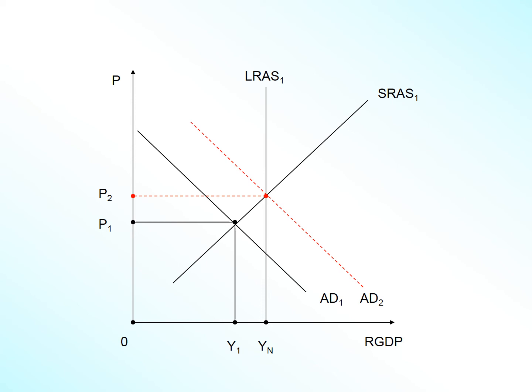In this presentation, we want to study the ADAS model, or Goods and Services Market. After we construct the model, we want to see the impact of an expansionary fiscal policy to increase aggregate demand and close a recession gap.